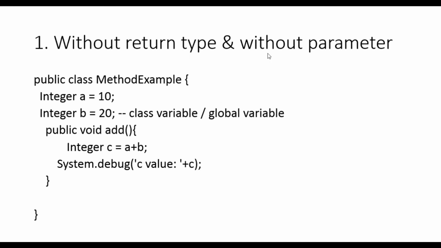Then without parameter. So here I have already declared A and B values. If you are going to declare A and B values dynamically, that means at runtime you are going to provide values for A and B, then we will be passing A and B inside the parameter, inside the method name add. But here we have already defined them, because it is without parameter. This is going to be a static value. So here this is without return type and without parameter. So now we'll see another example.